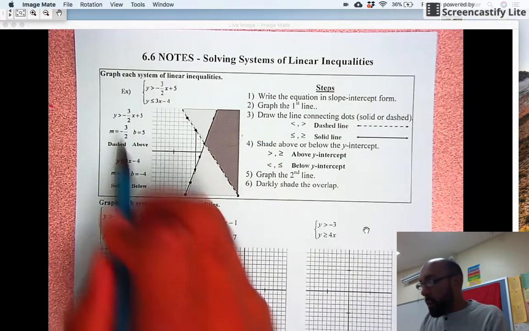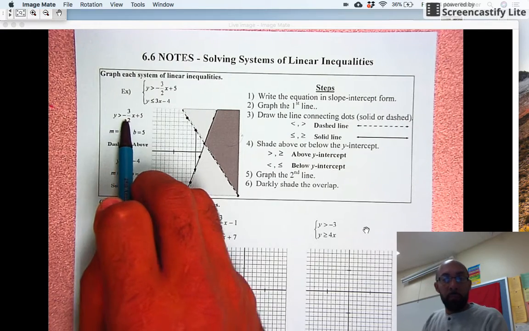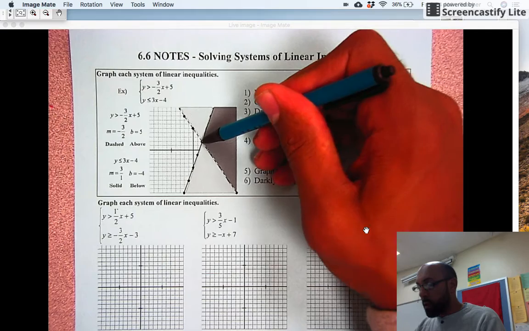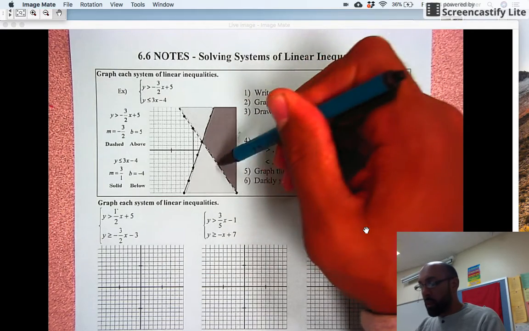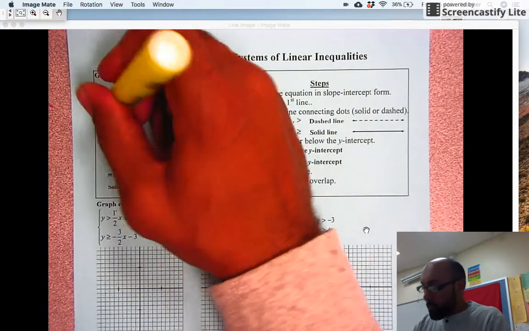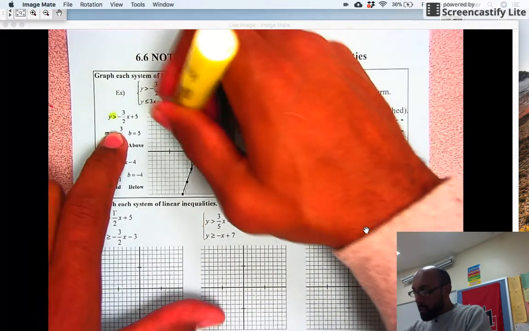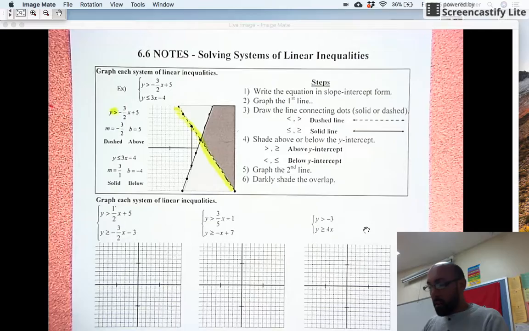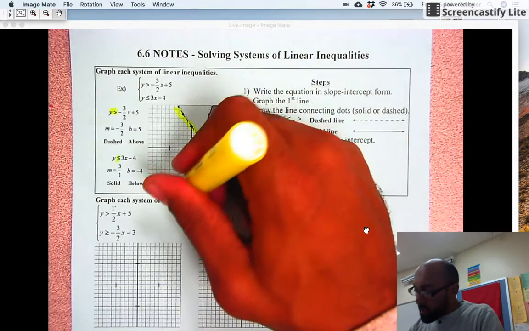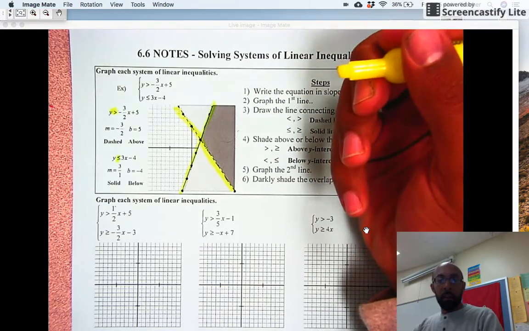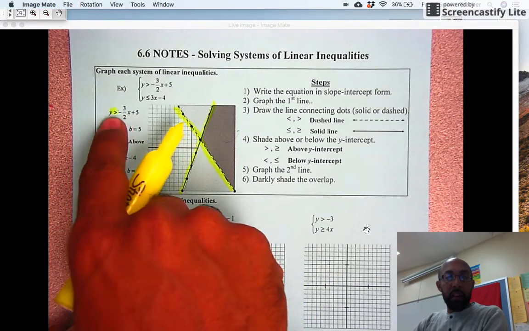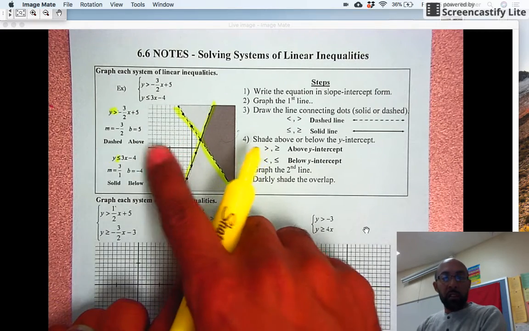So if you look here, we graph this equation first, plus 5 here. We go down 2, right, down 3, right 2, down 3, right 2. And again, it's dashed because there's no equal line. Dashed, and that's why we did a dashed line there. And then we go to the other one, and this one is equal to, so this one is a solid line.